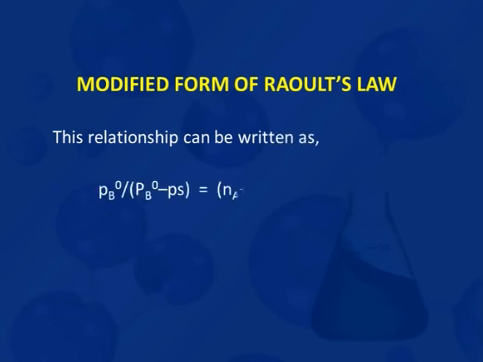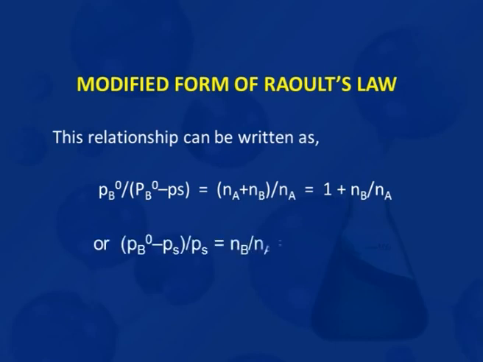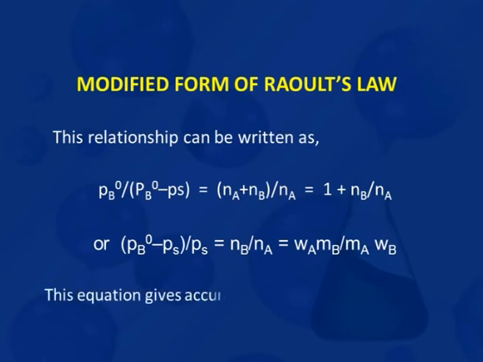We can take the reciprocals of both sides of the Raoult's law expression and we will get P naught B upon (P naught B minus Ps) is equal to (Na plus Nb) upon Na, which is again equal to 1 plus Nb upon Na. On rearranging, we will get (P naught B minus Ps) upon Ps, which is equal to Na upon Nb, which is again equal to Wa Mb upon Ma Wb. This equation gives accurate results and is easier to apply. We can practice Raoult's law equation with the help of some examples.